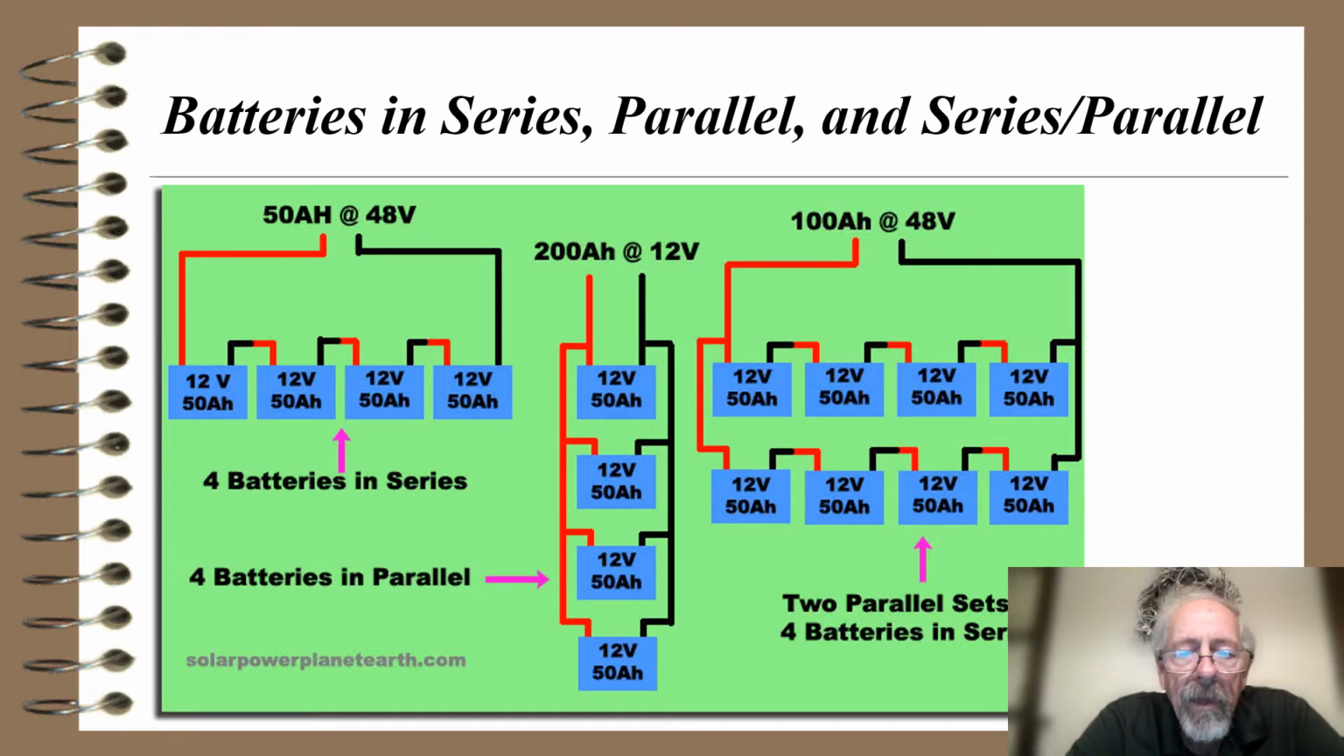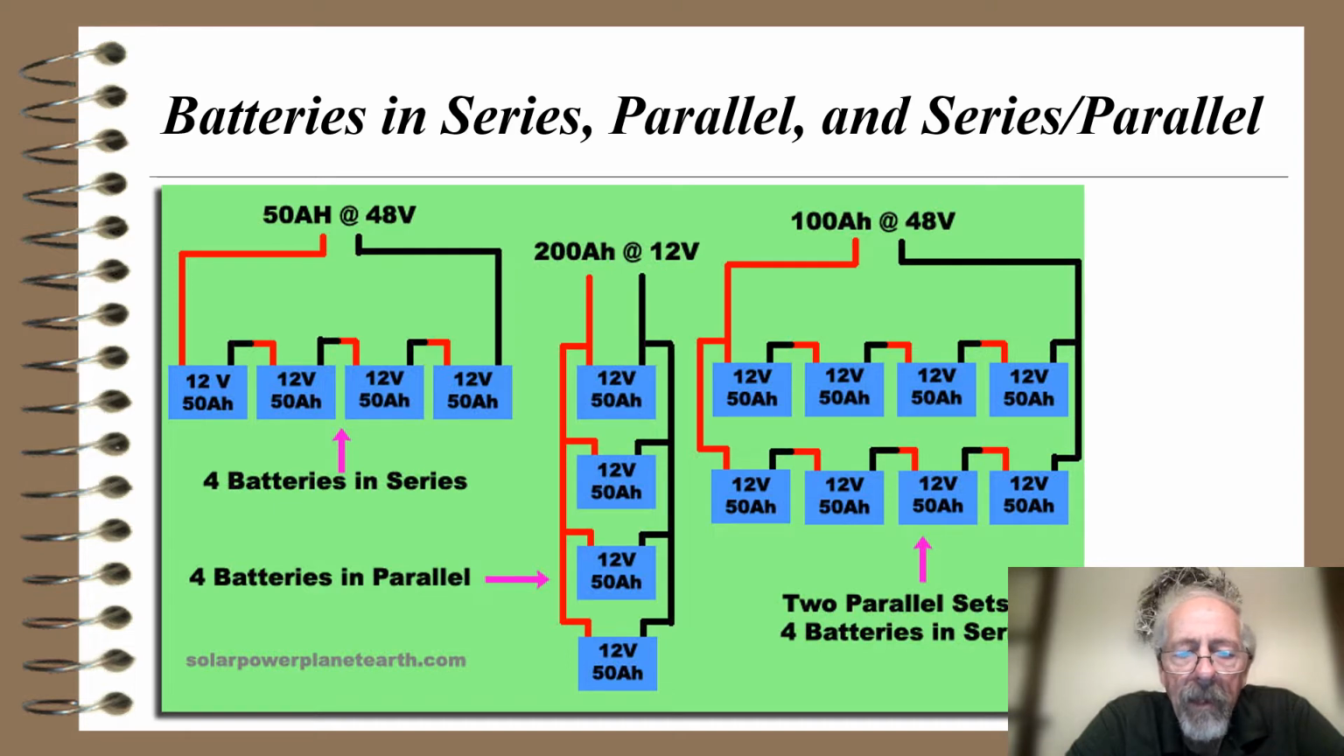So here's a kind of interesting diagram. It shows how we might arrange various batteries to give us different things. On the top left, we see 50 amp hours, and that's the rating of a battery, how long it can produce the current for. And it says 50 amp hours at 48 volts. So if I put 4 12-volt batteries in series, I increase the voltage, and my 50 amp hour rating is the same as any individual battery.